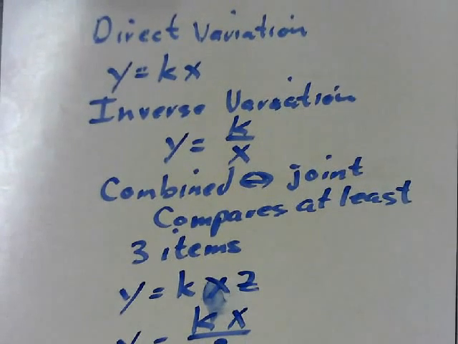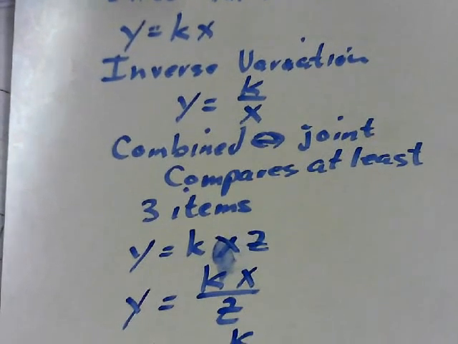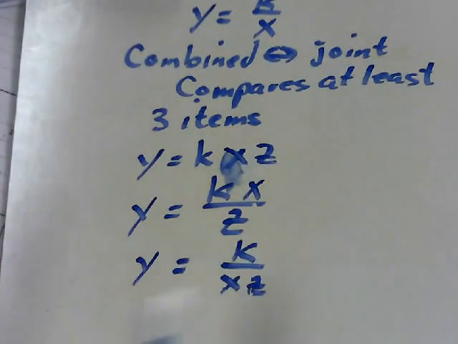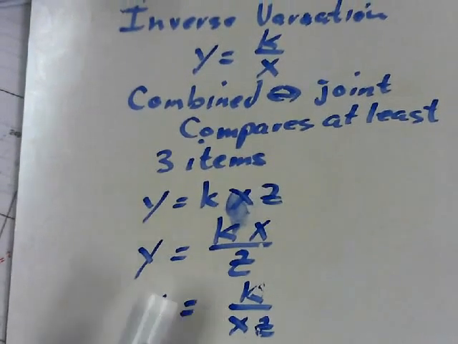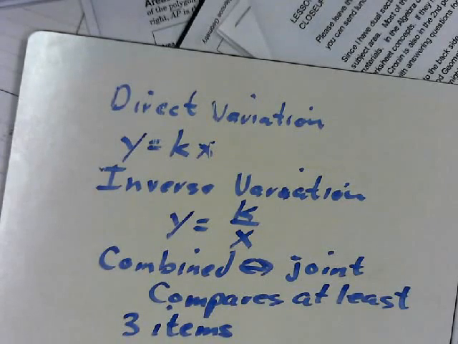Okay, direct variation, inverse variation, combined and joint, compares at least 3 items. I am not making a distinction between combined and joint, but the way that they do it is the combined is this first one, the joint is the second 2 that are there. I'm not making any distinction between them because to me they're basically the same type of thing.